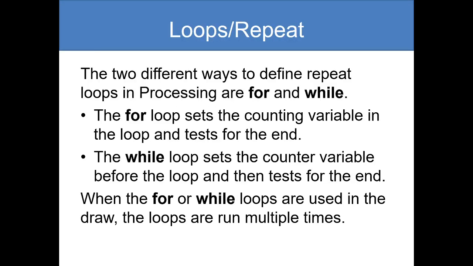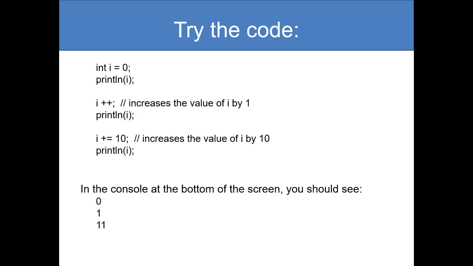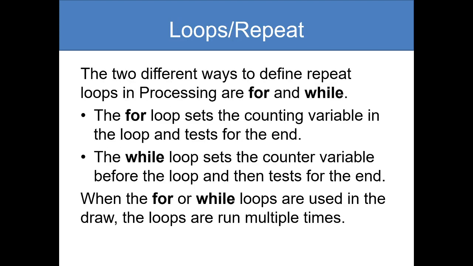So that's how we increment code. The next thing we're going to talk about is how we loop and repeat. There's two different ways of looping or repeating in Processing. The two different ways are a for and a while. For sets the variable in the loop and tests for the end. The while sets the counter variable before the loop and tests for the end.